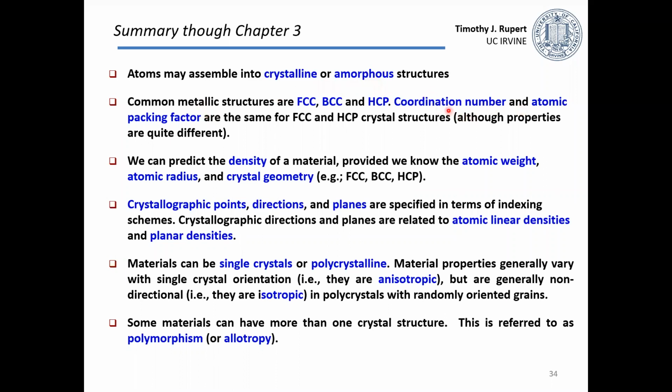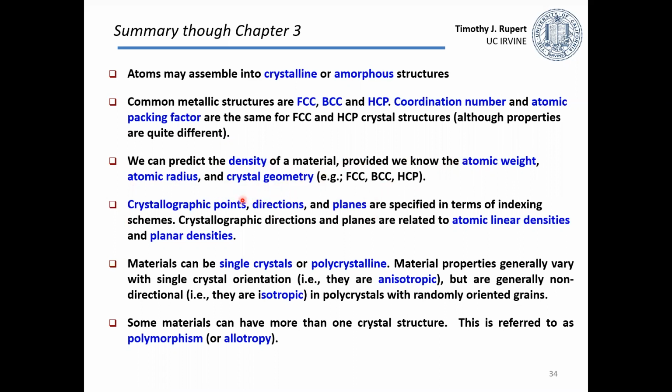We might talk about things like coordination number and atomic packing factor for different structures. For face-centered cubic and hexagonal close packed, they're the same, and the atomic packing factor is the maximum amount we can get for packing atoms. We haven't talked much about their properties, but we'll eventually see that their properties are quite different. Based on this crystal structure, we can talk about the density of the material, and we could input things like atomic weight, atomic radius, and crystal geometry to get a firm number.